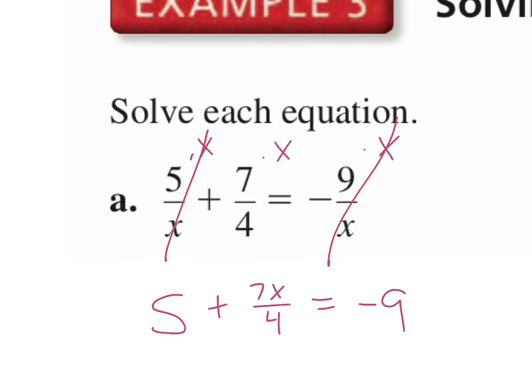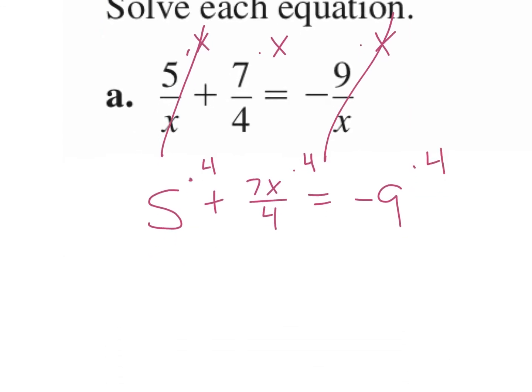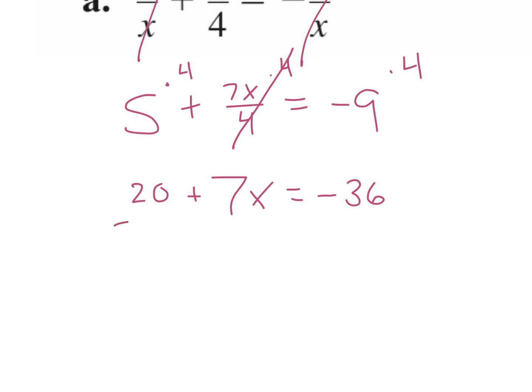How can I get rid of that 4 in the denominator? Do the same exact thing. So multiply everything in my equation by 4. So I have 5 times 4, which is 20, plus the 4's cancel, so 7x. And then that's equal to negative 9 times 4, which is negative 36. Now I just solve for x. What should I do first? Subtract 20 on both sides. So 7x is equal to negative 56. Divide by 7, and what do I get for x? Negative 8.